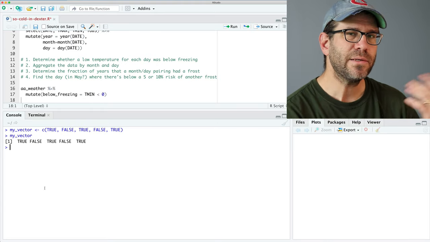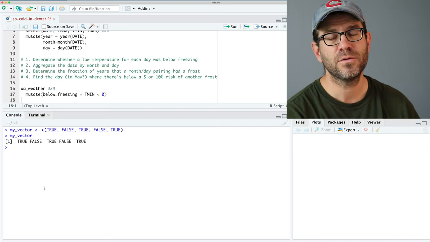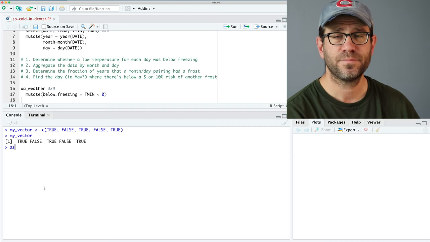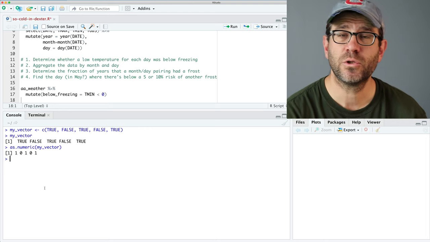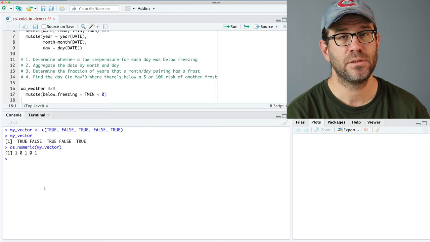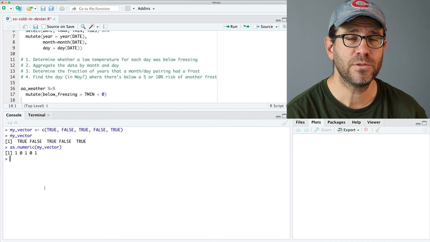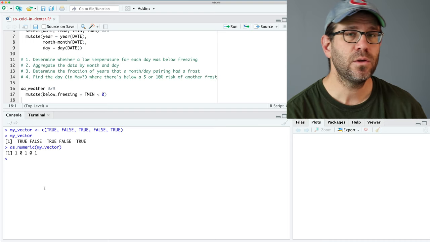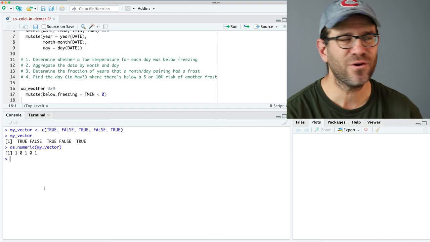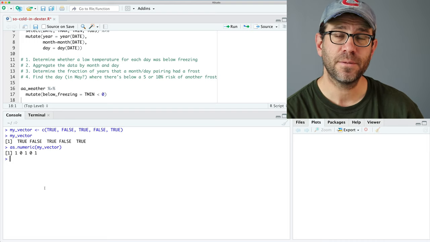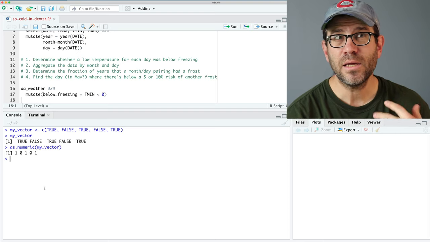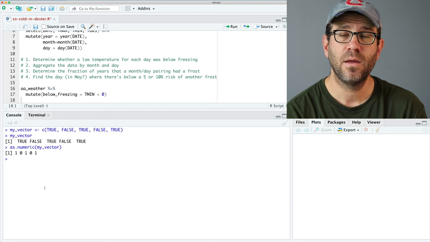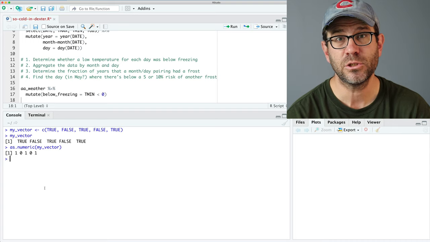To demonstrate their numerical value, I can use a function called as.numeric, as.numeric(my_vector). You can see that those trues were turned into ones, and the falses were turned into zeros, which is pretty sweet, because we can now use my_vector, that vector of trues and falses, or below_freezing, in other functions that normally take numeric data. The ones I usually use would be sum and mean, and I use those frequently with logical data.